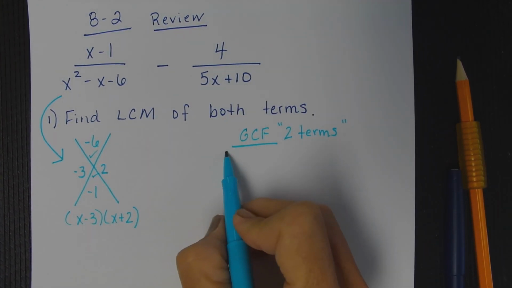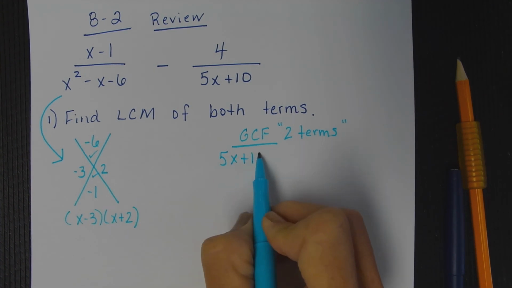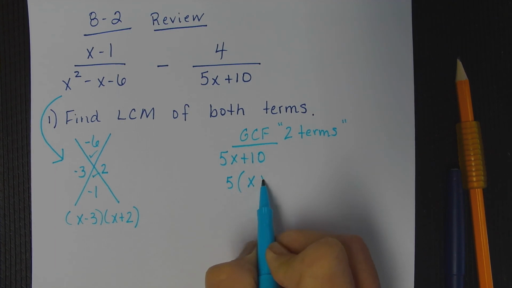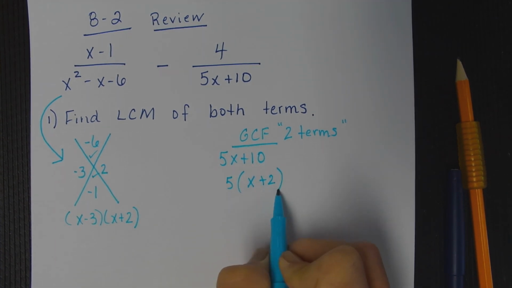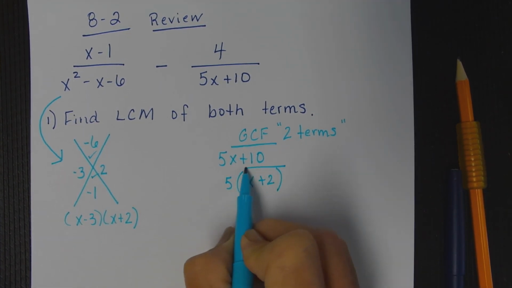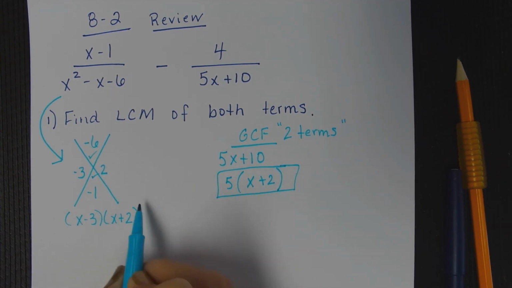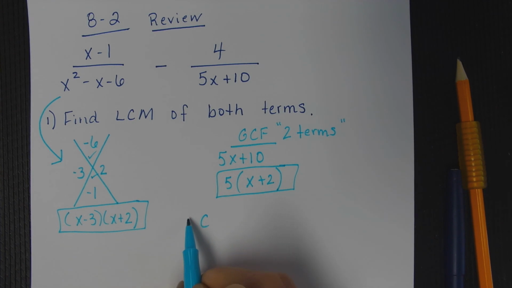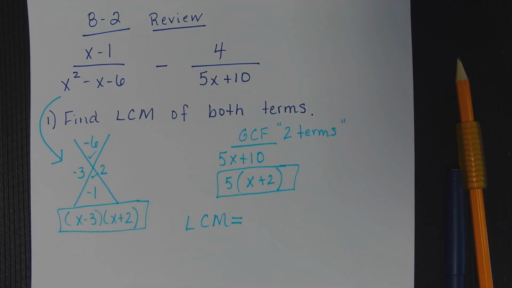So here we have 5x plus 10. Grace, what's the greatest common factor? 5. You're left with x plus 2. So here are these and these. Least common multiple. You just divide 5 and 10. That's just greatest common, 2 terms.